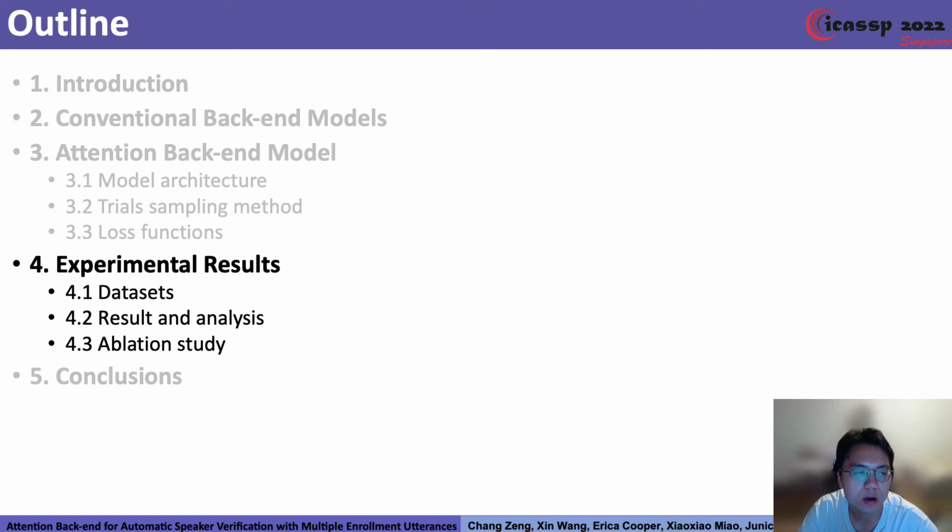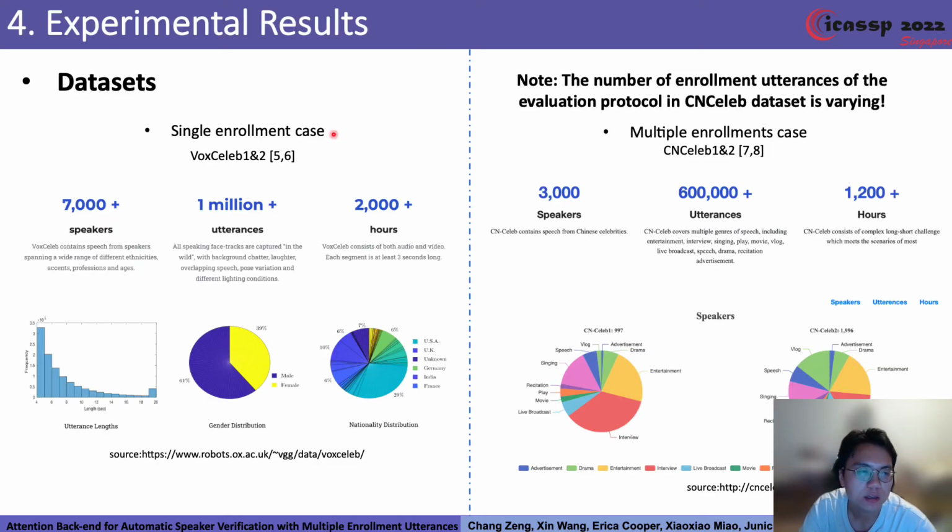Next, I will introduce the experimental results of our attention backend model. First, let's see the datasets used in our experiments. In our experiments, we have 2 different experimental settings. The first is for the single enrollment case. In this case, we use the VoxCeleb dataset. It contains more than 7,000 speakers and more than 2,000 hours of speech data. All of the utterances come from YouTube videos of celebrities in English.